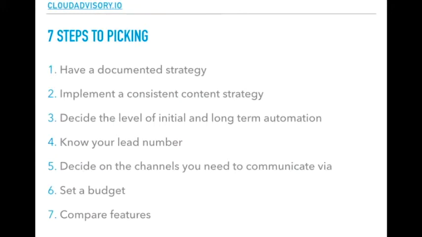And then 7, of course, after you set your budget, is you want to compare the actual features against all this information. So what are the features of the platforms that you're looking at? In this case, we're just going to compare Pardot and the Salesforce Marketing Cloud. However, you could obviously apply this to HubSpot. You could apply it to Marketo or any other marketing automation platform that you're taking a look at.